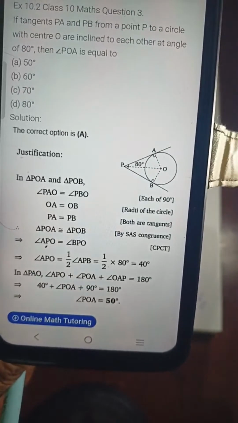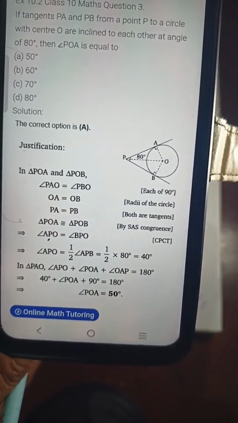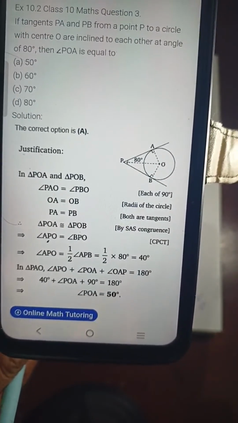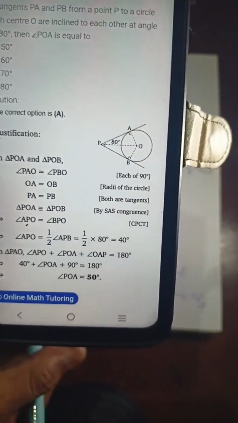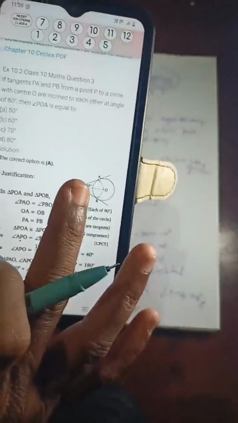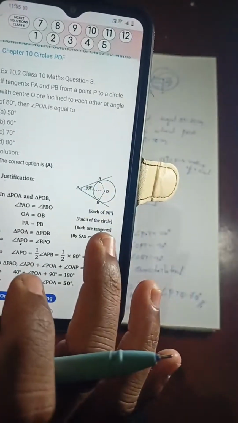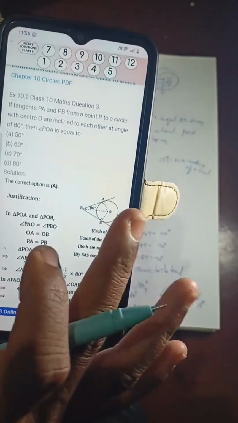Length of the tangent drawn from an external point are equal. So finally, we are having two sides and one angle. Triangle POA is congruent to POB by side angle side congruence. Side means, see, PA is one side, OA is equal to OB is one side, PA is equal to PB is one side, angle PBO and PAO are equal, becomes 90 degrees.